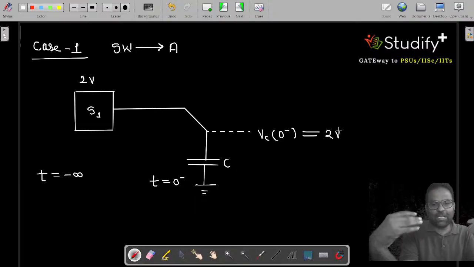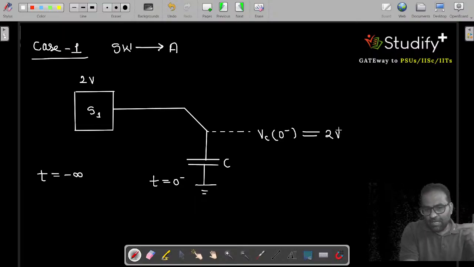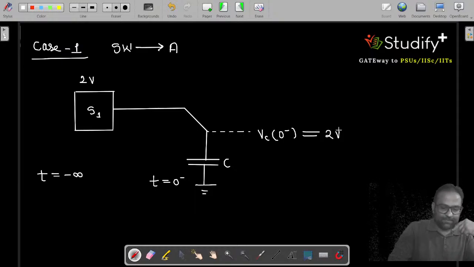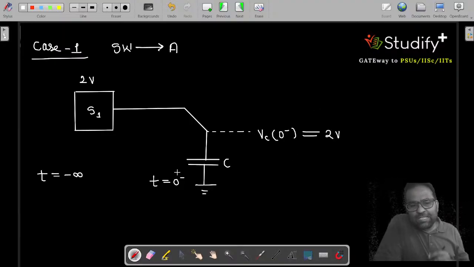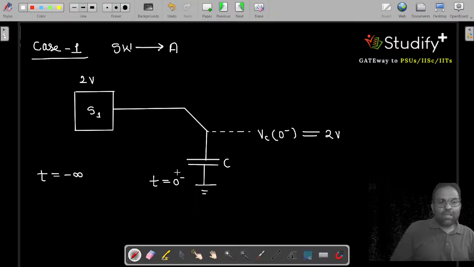Means I will tell you how we can say it, I can copy V0 minus to V0 plus. This is the condition. So this is the amount of energy stored by this capacitor at V0 minus, or the steady state point of switching position A. But we are not interested.